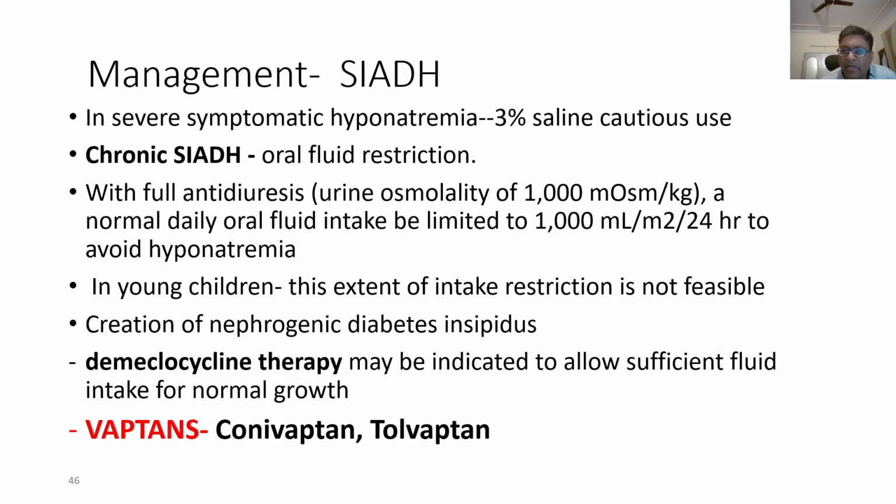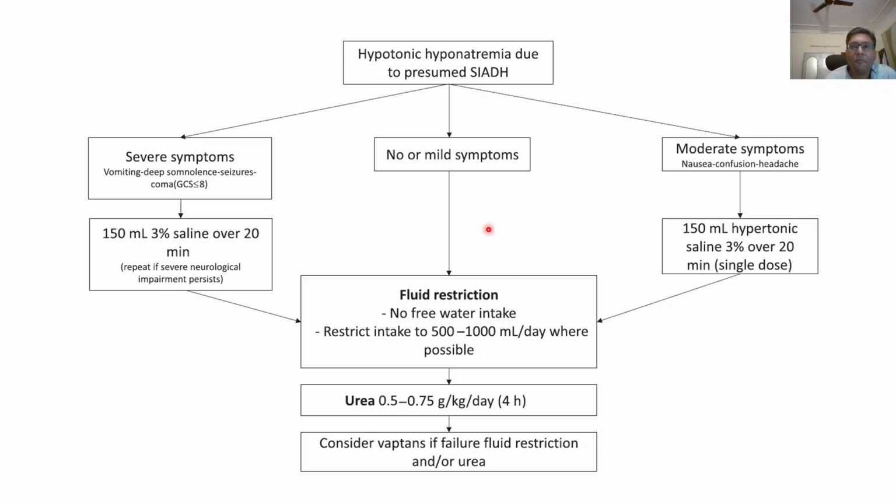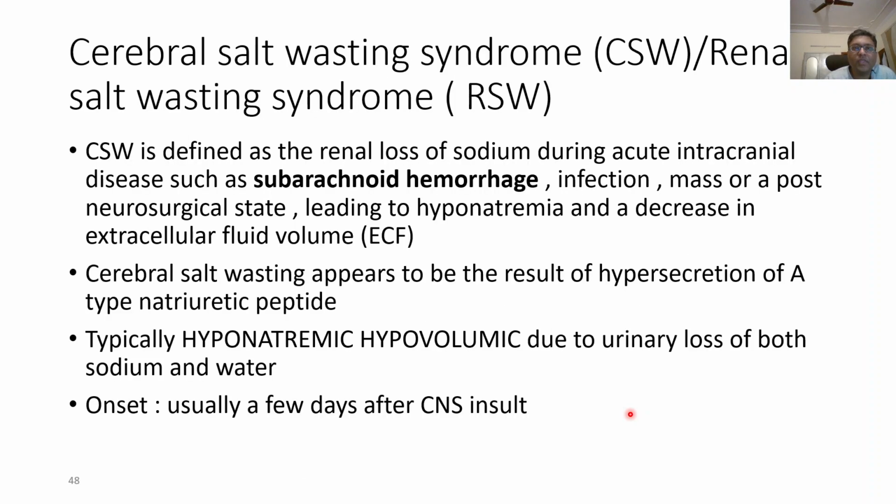Conivaptan may be administered intravenously as a bolus of 20 milligram followed by a 24-hour infusion of 20 mg. And tolvaptan is an oral drug given at a dose of 15 milligram per day. There are not too many reports or evidence of use in children, but it may be tried in chronic SIADH type of patients. So hypotonic hyponatremia due to presumed SIADH: severe symptoms, 3%, no to mild fluid restriction. Moderate symptoms, again you can give a little bit of 3% to bring up the sodium slightly, followed by fluid restriction and diuresis.